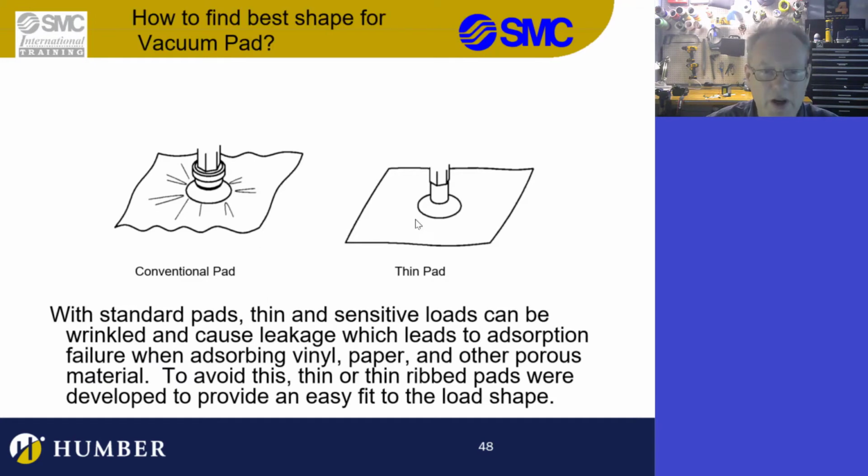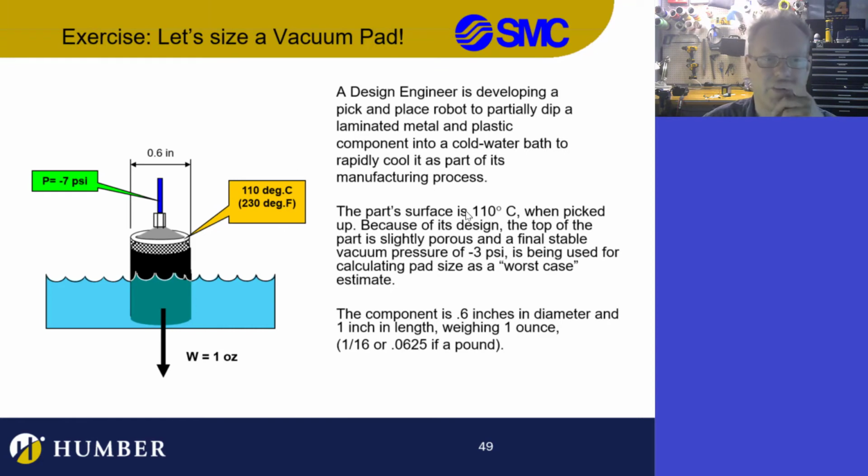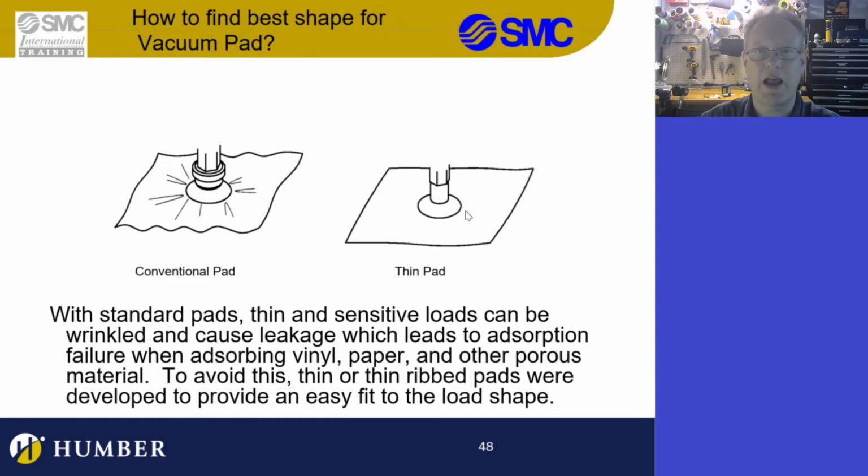Now, this is where you want the bellows, because you have this kind of deformation of your material in here. Yeah, so what you want to do is use a ribbed flat pad, so it'll pick something up but it won't deform it. Pretty cool situation. Cool. So this is an example of how to choose a vacuum pad.